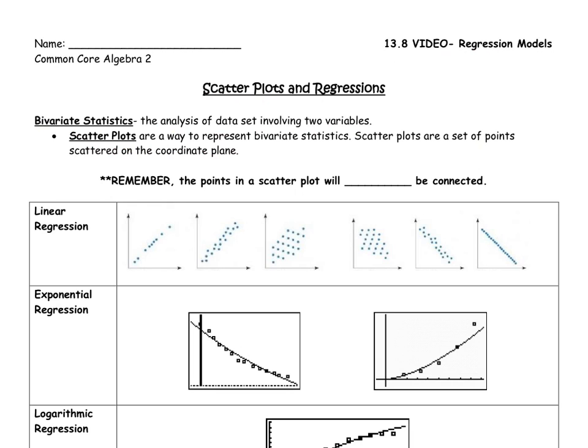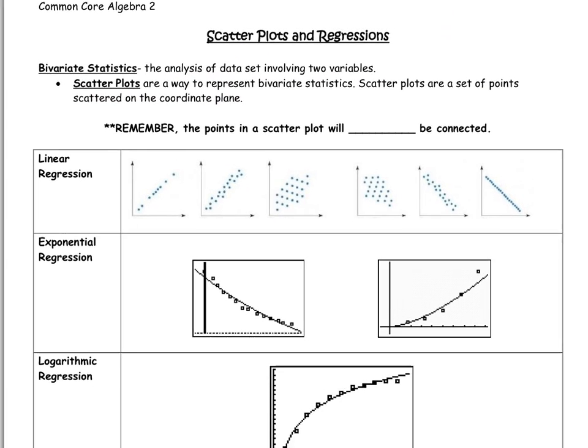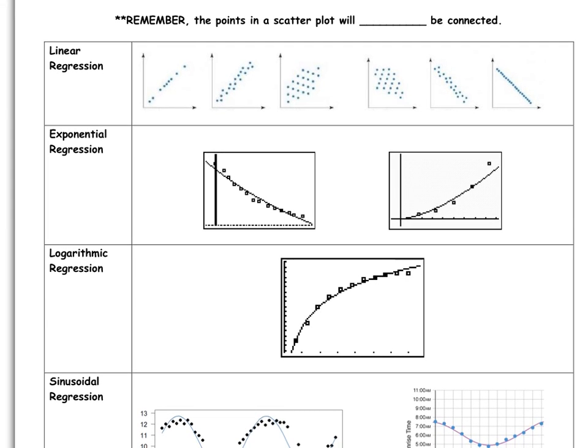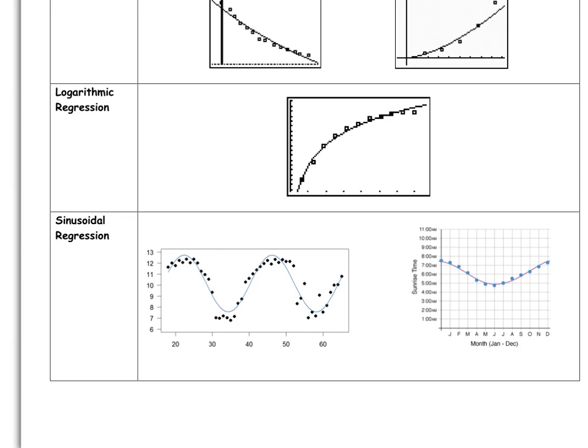So here are a few different scatter plots that you could have. You could have a linear regression model where the scatter plots actually look like they are forming either a positive line or a negative line. See these dots in here? This could look like an exponential decay or an exponential growth. This here looks like a logarithmic function. And we even could have a sinusoidal regression where one kind of looks like a sine or even a cosine curve.